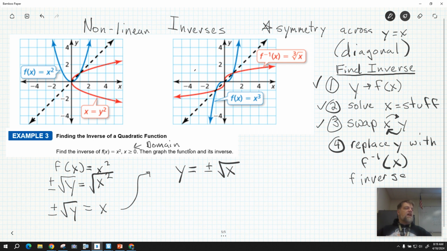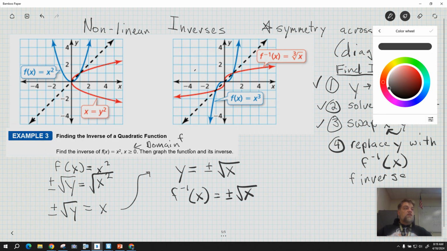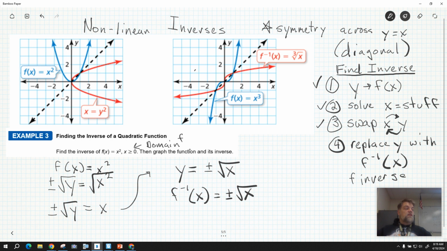Lastly, we're going to replace the y with the f inverse notation. Plus or minus the square root of x. So originally, the domain on the actual function, this is the domain of our function f, and that's restricted. But now, how does that restriction play out on the inverse?